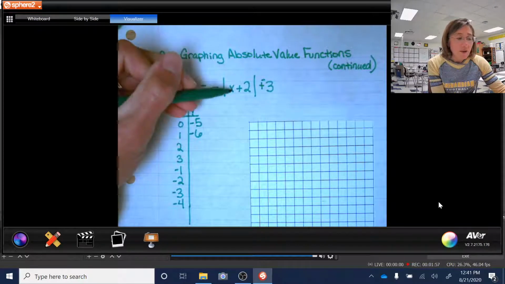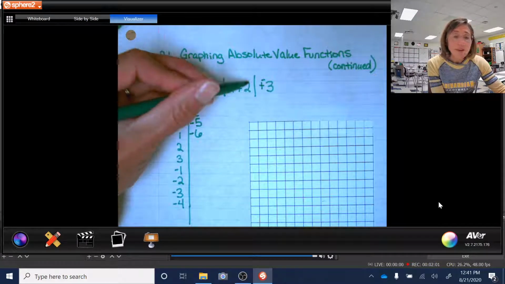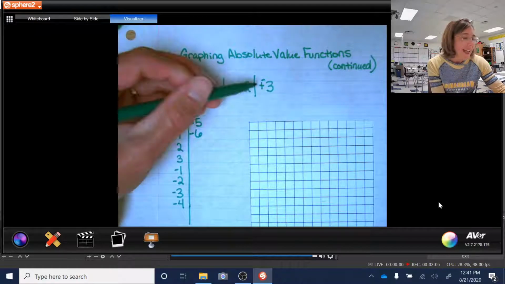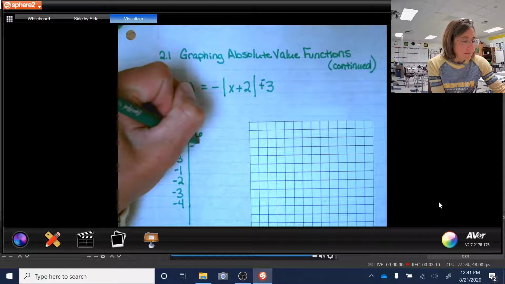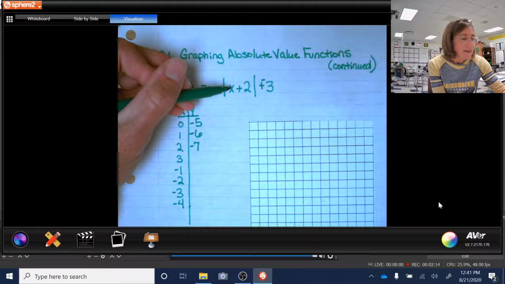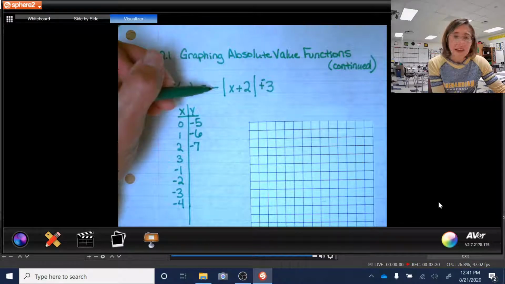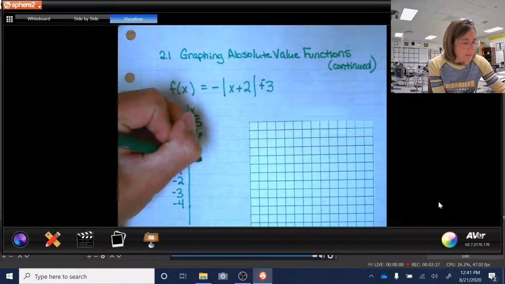Now I'm going to take the 2, plug it in for the x. 2 plus 2 is 4. Absolute value of 4 is still 4. There's a negative out front, so you're at negative 4. Add negative 3 to that. That makes negative 7. I'm going to take a 3, plug it in here for the x. 3 plus 2 is 5. The absolute value of 5 is still 5. There's a negative out front, so that's turning it to a negative 5. Add negative 3, you'd be at negative 8.